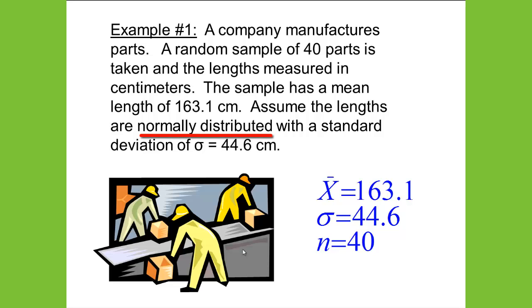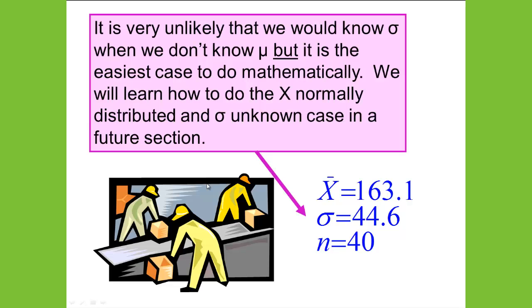Now, notice that we can assume that the lengths are normally distributed with a standard deviation of sigma equaling 44.6. So sigma equals 44.6. Notice that is not a sample standard deviation, but with the use of sigma, that is a population standard deviation. It is very unlikely that we would know the population standard deviation, or sigma, when we don't know the population mean, or mu. But it is the easiest case to do mathematically, and we will learn how to do the X normally distributed and the sigma unknown case in a future section. So let's do this case first and proceed from here.